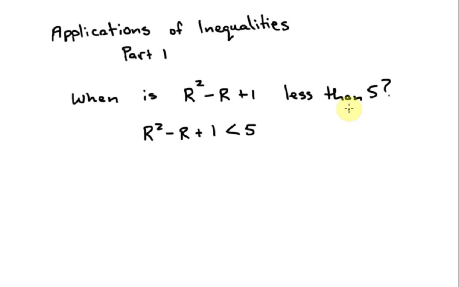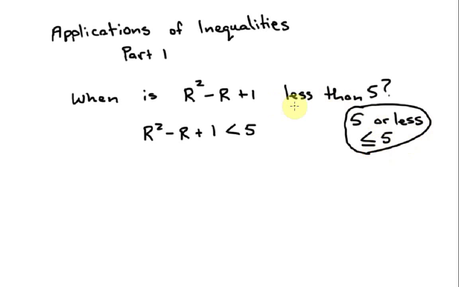Now notice the wording here, and this is important. This doesn't say 5 or less. It says strictly less than 5, and that's why here it is strictly less than 5. If it had been 5 or less, then we would write less than or equal to 5. So just be aware of the difference there, okay? And that's not what we have here. So I've set this up: r squared minus r plus 1 is less than 5.